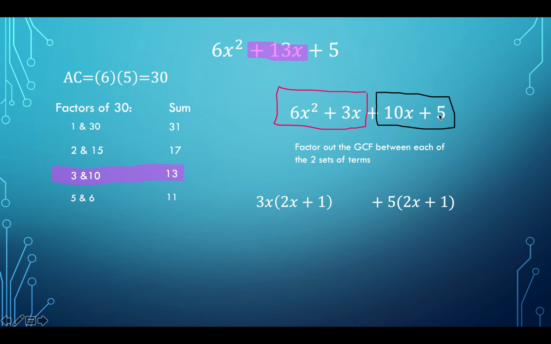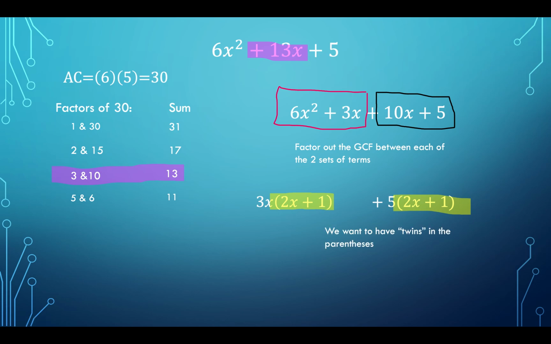Now let's try the second one. 10x plus 5. Greatest common factor is 5. And we could say positive 5, so I have that little plus on there. How are we going to get 10x back? Multiply 5 by 2x. And how are we going to get 5 back? Multiply 5 by 1. Our two sets of parentheses match each other.